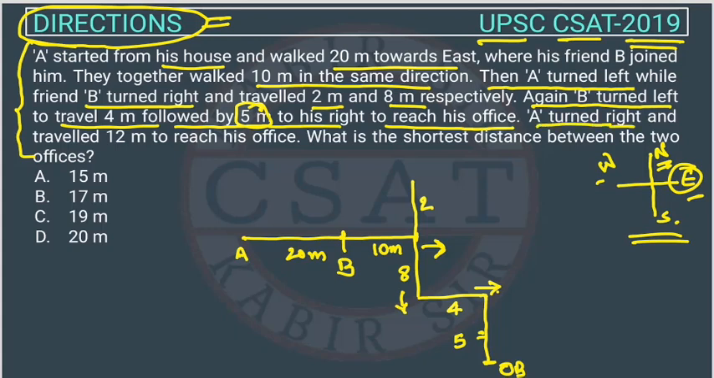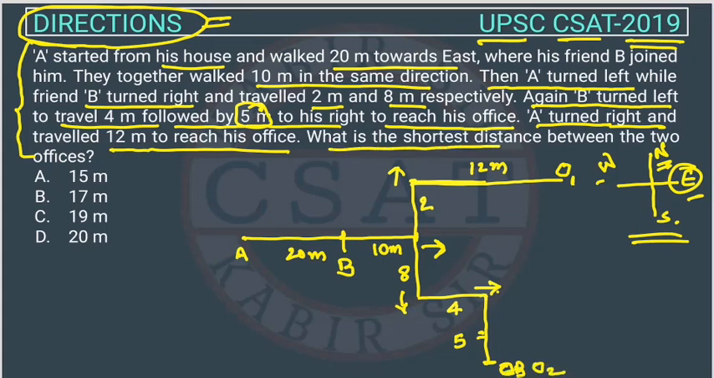A turns right. So A reached here. Now A is facing this side and A is taking a right turn. Right turn means this side. And travels 12 meters to reach his office. So this is the office of A. So suppose this is O1 and this is O2, right? What is the shortest distance between the two offices? So now we have to find the shortest distance. So the shortest distance will be this dotted line I am drawing, right? So this is the shortest distance between these two offices, right?